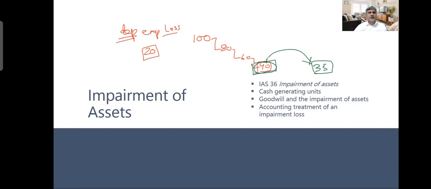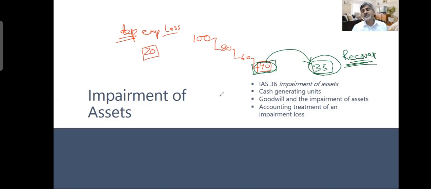It is in your books at 40, but you see that the recoverable amount from the asset, the word is recoverable amount, what you can recover, and I will explain what that is, is only 35. So now it looks like the asset is overstated in your books. In your books, the asset is valued at 40,000, 40 million, whatever. Whereas in reality, what you can recover from the asset is only 35. So this is a situation where impairment has happened.